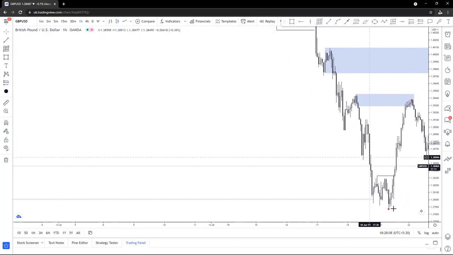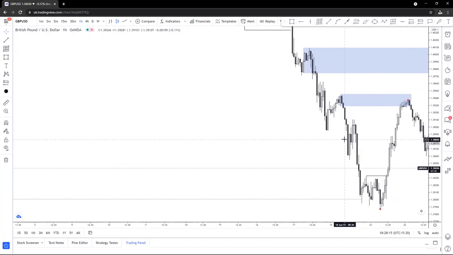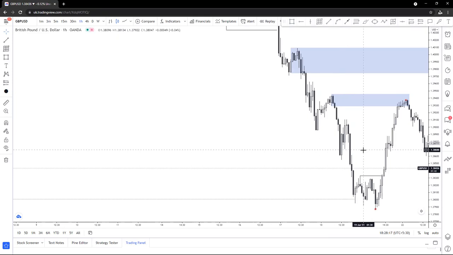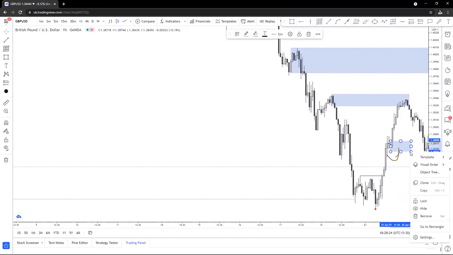And then I told you, once a new range has been created, there will be a trap within every range, which means that is the internal range liquidity. Now, you see that clear order block right here? How many people would have looked at that? A lot. Even me.